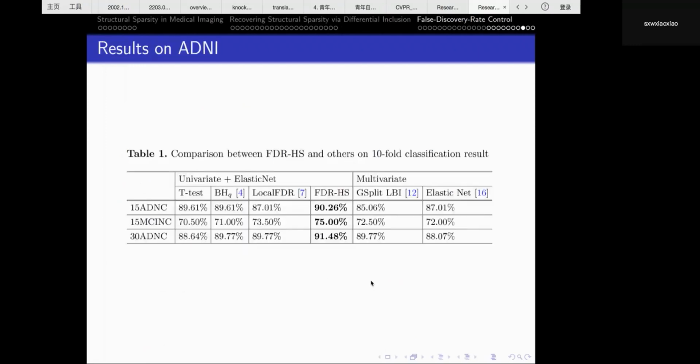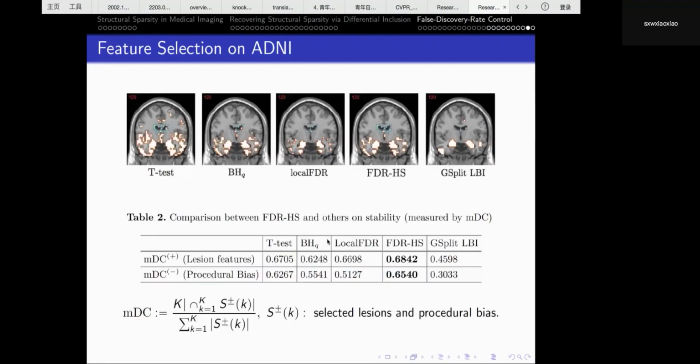For the application on Alzheimer's disease with 20,000 features but only hundreds of samples, our method can outperform others in terms of prediction power. Moreover, our method can successfully identify more explainable features.